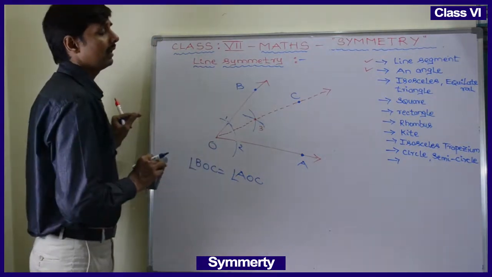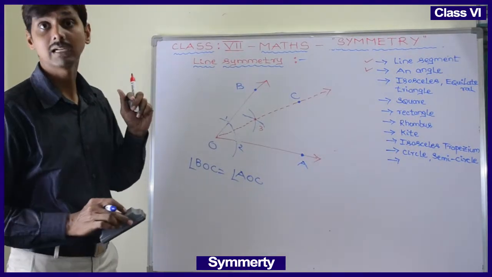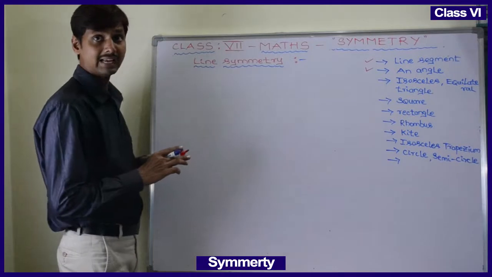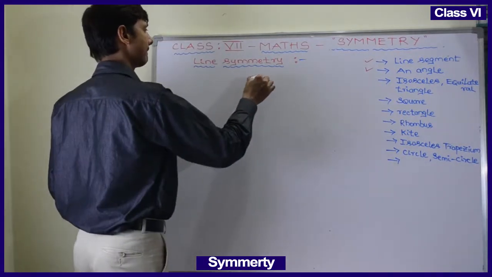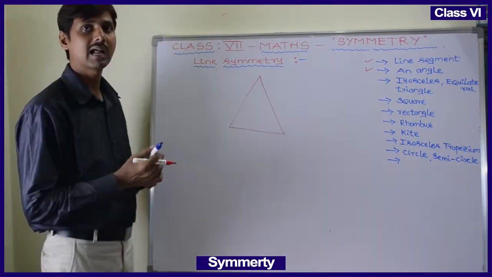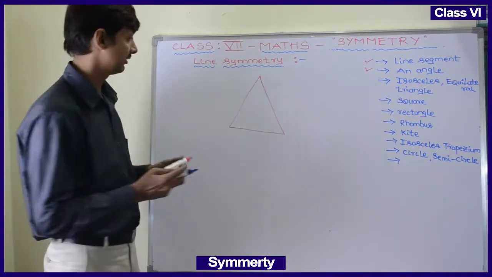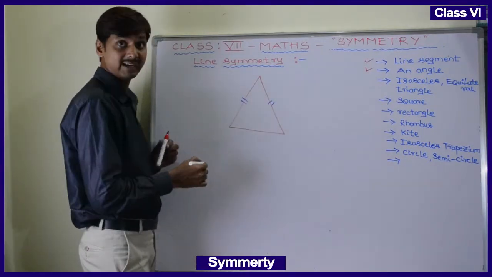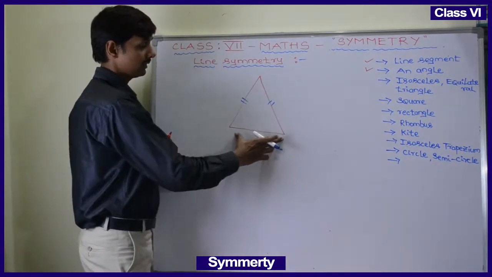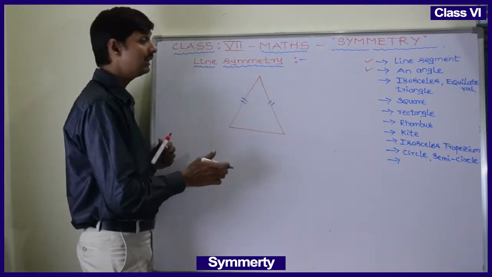Let's take another figure, that is an isosceles triangle. After that we'll take an equilateral triangle. We take an isosceles triangle. We have already learnt in triangles that a triangle which has two equal sides is called an isosceles triangle. These are two equal sides, and this is a side which is not equal to the other two sides. One is different and two others are equal.